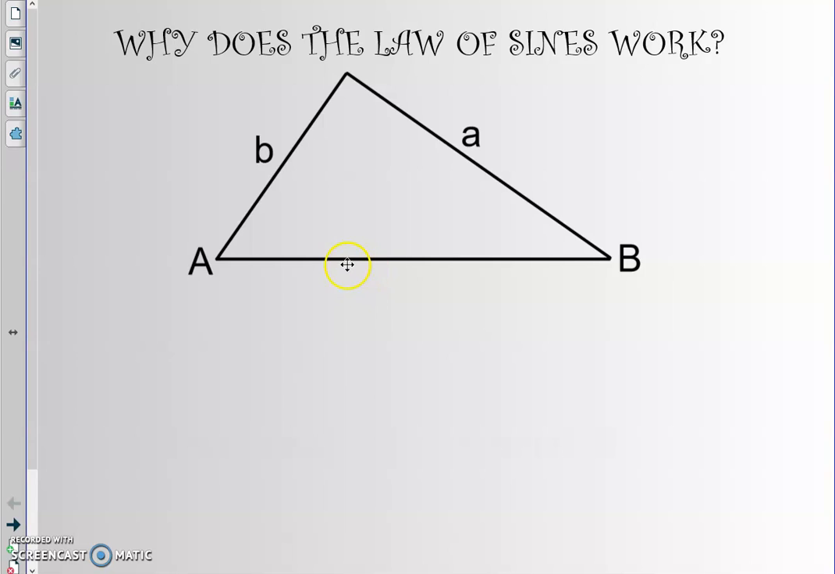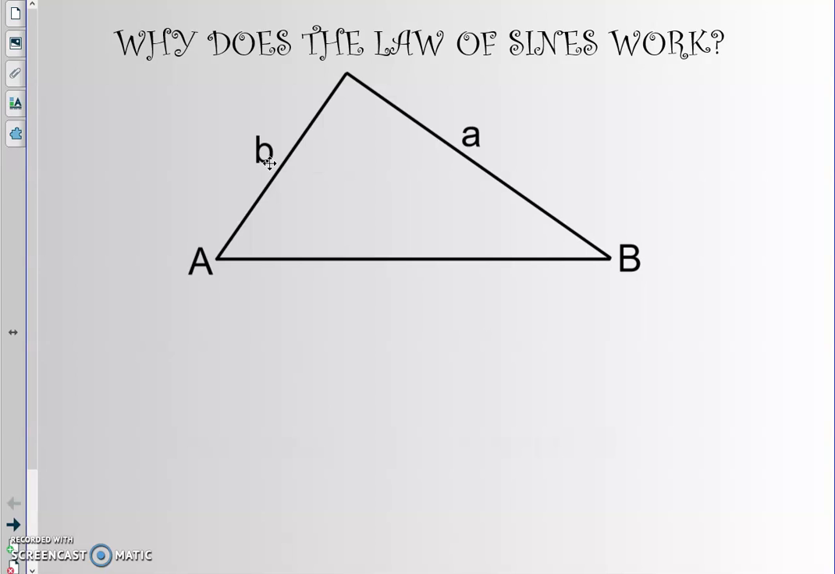So what we have here is just some generic triangle. It's not a right triangle. It doesn't have to be obtuse or acute or isosceles. It could be any of those, but it doesn't have to be. So this angle is A, and the side opposite A is little a, and this angle is B, and the side opposite B is little b. And all I want to show you is how we develop the law of sines.